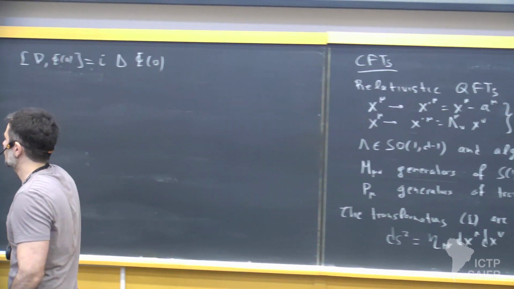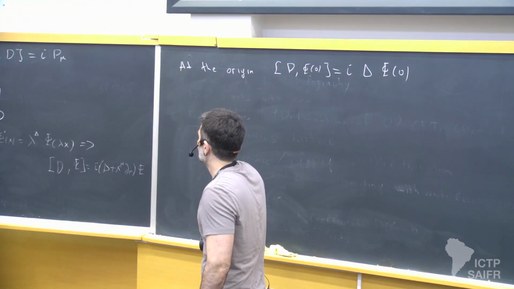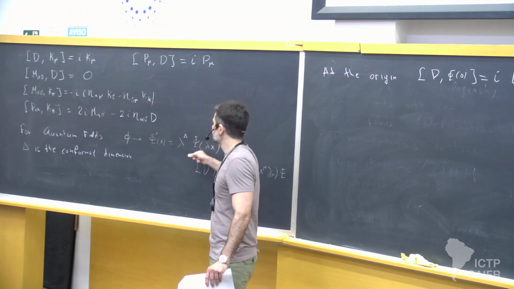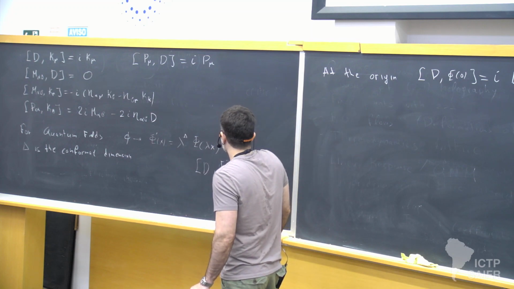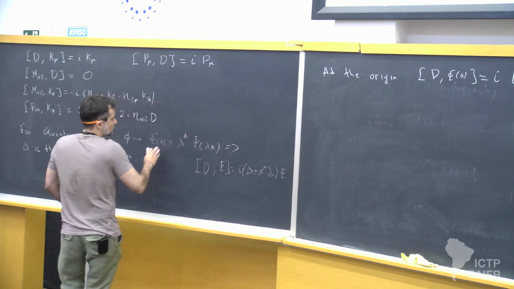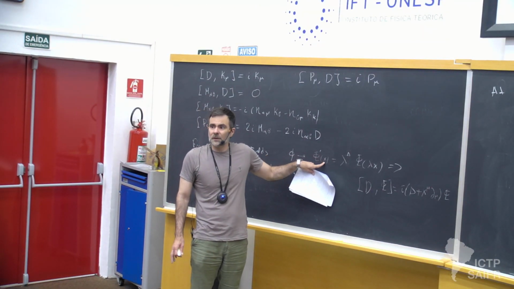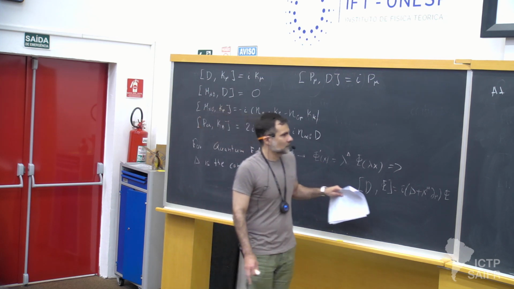Yes? Should there be an x prime as well in the transformation rule, phi prime x prime? Over here? Oh, I'm just defining, yes, the new field. It is the field phi primed defined at the point x. Right? Okay.